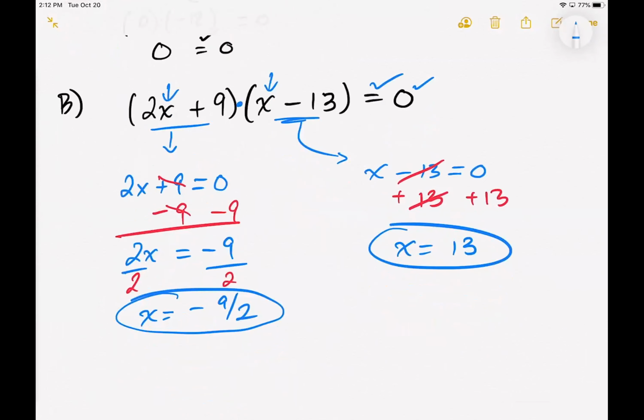So question, first of all, question between this problem A or B, question on the steps and question on the procedure here.